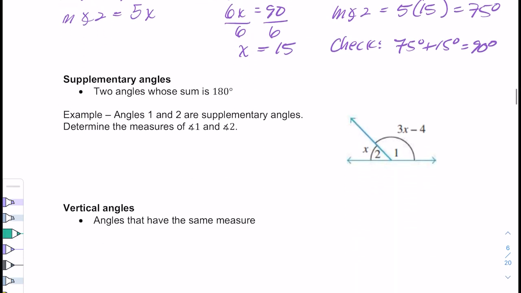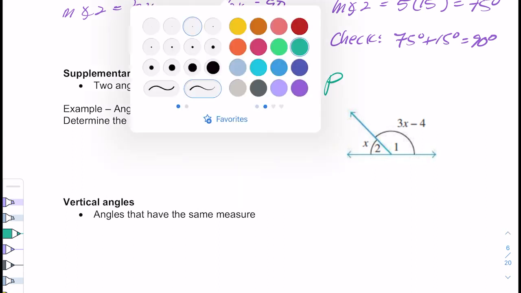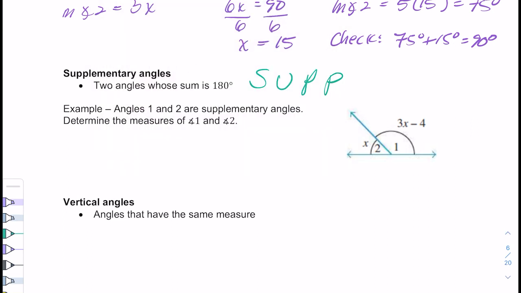Next, we have supplementary angles. So the difference is supplementary angles add up to 180 degrees. Here's another way you can remember it. If you write out sup, you can change the S to an 8, turn that O to a 0, and put a 1. So it's 180 degrees.